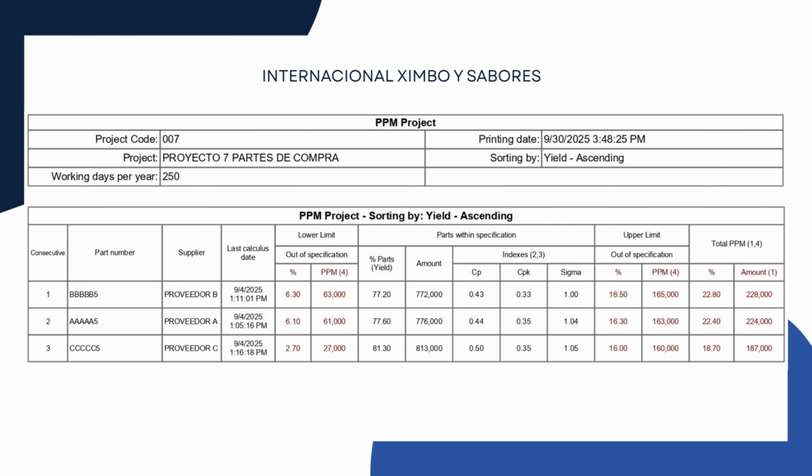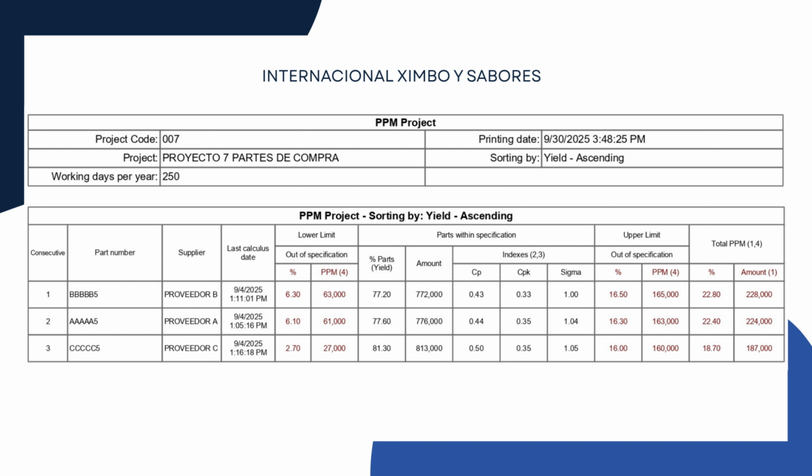For this analysis, Project 7 purchased parts was created, which includes 3 parts: A5 from supplier A, B5 from supplier B, C5 from supplier C. On this page of the report, we can compare the detailed results of each part. Here we observe that part C5 from supplier C shows the best quality performance, with 18.7% out of specification parts. Although it is the lowest PPM percentage, it is still very high.